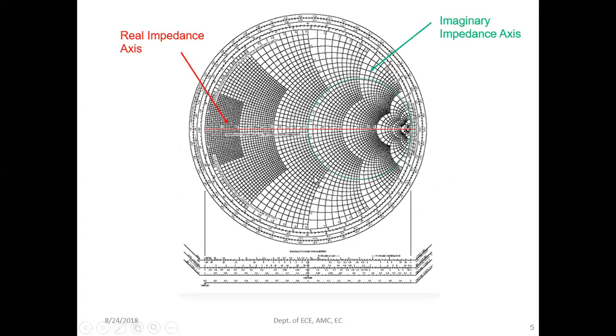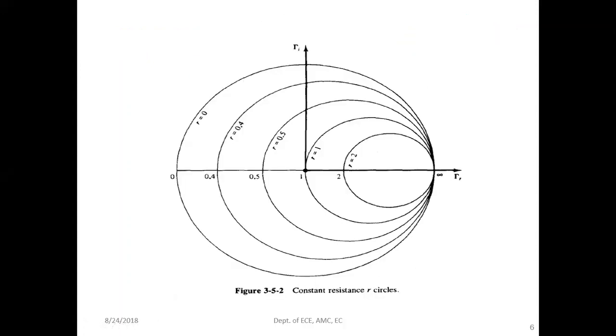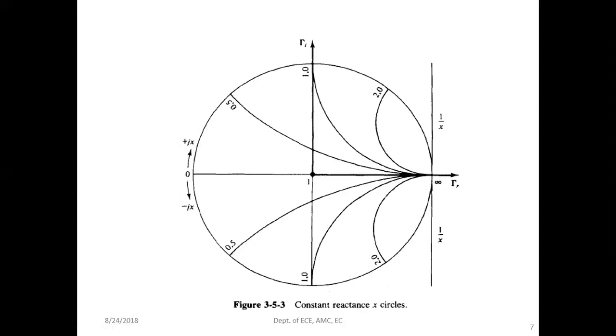So if you see here, all the circles starting from this corner till this corner are resistance values. There are some values given here, but they are very small. So those are all the resistance values. Coming to one more, it is reactance.